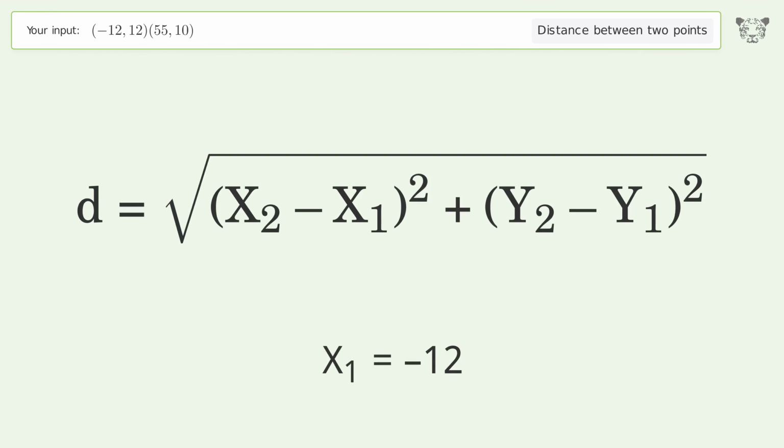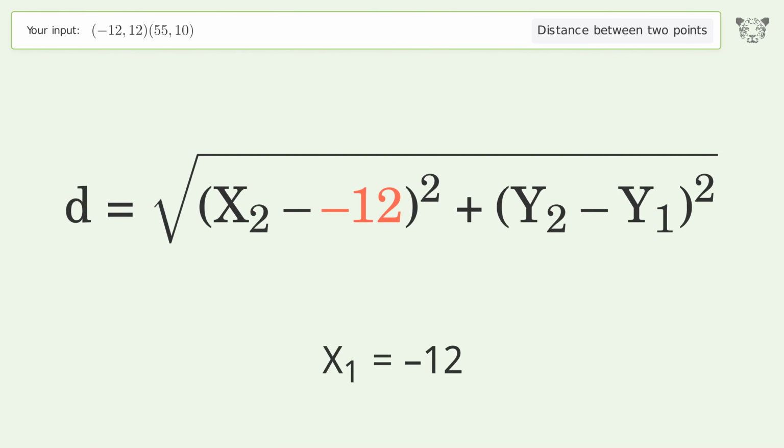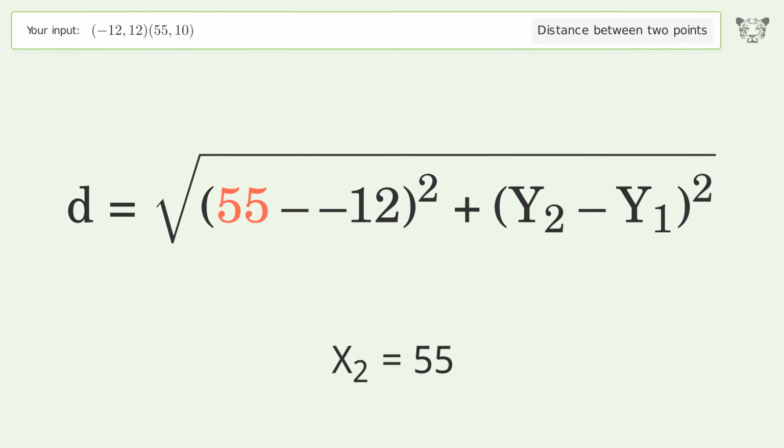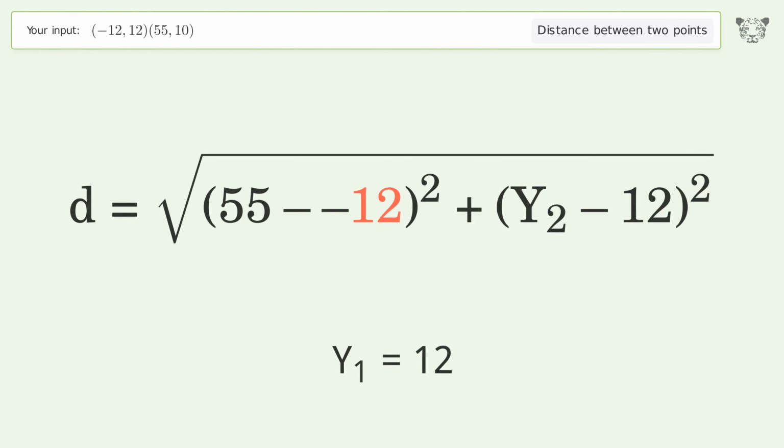x1 equals -12. x2 equals 55. y1 equals 12. y2 equals 10.